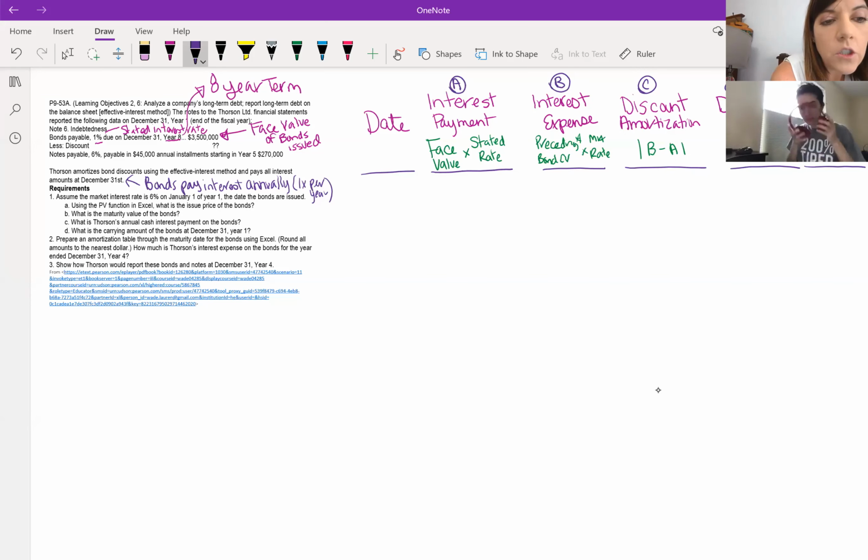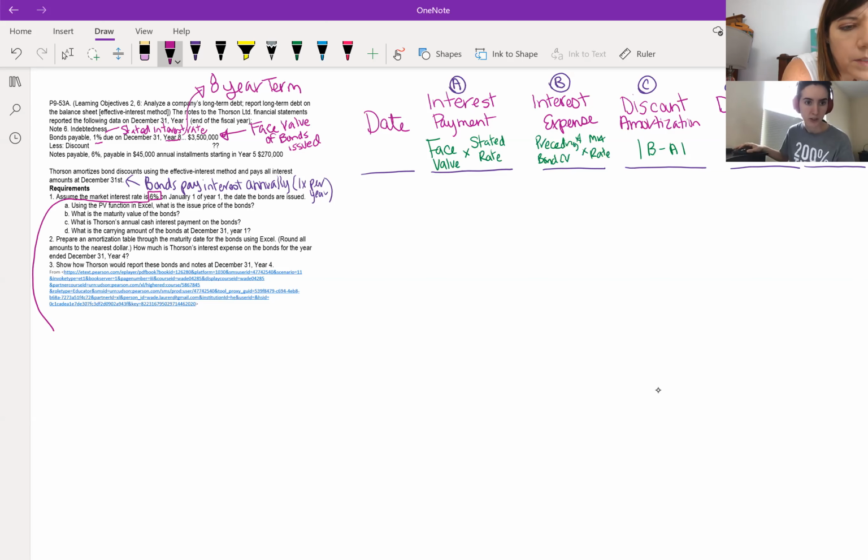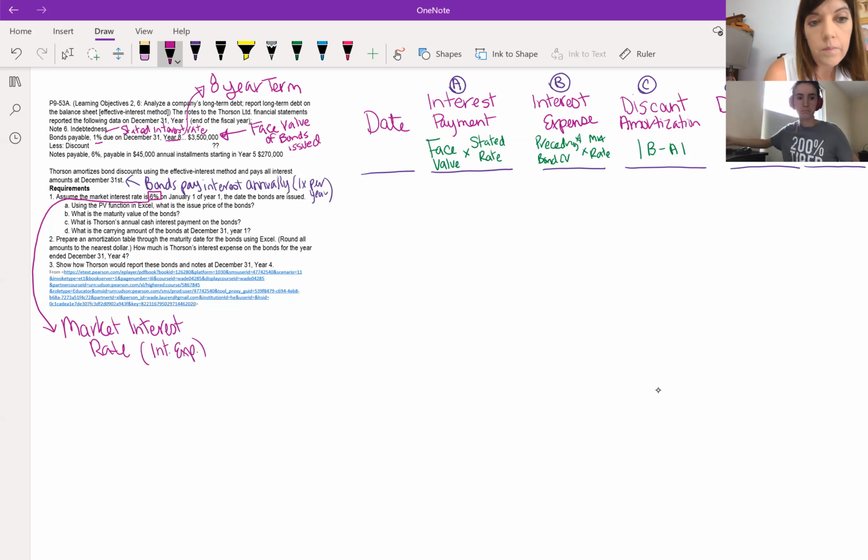Assume the market interest rate is 6% on January 1st of year 1, the date the bonds are issued. What is that 1%? I'm sorry, that's 6% rather. Market rate, market interest rate, which is what we're using for calculating interest expense.